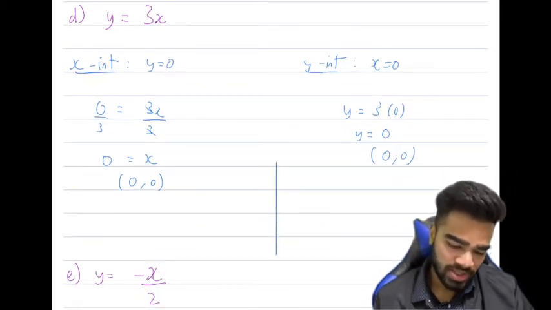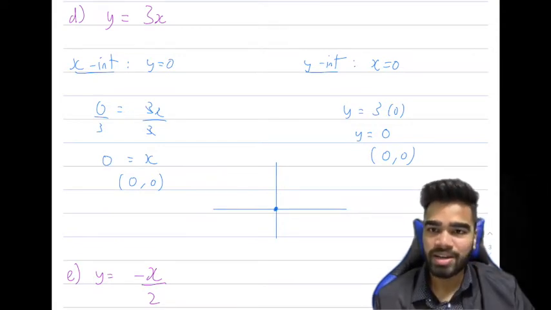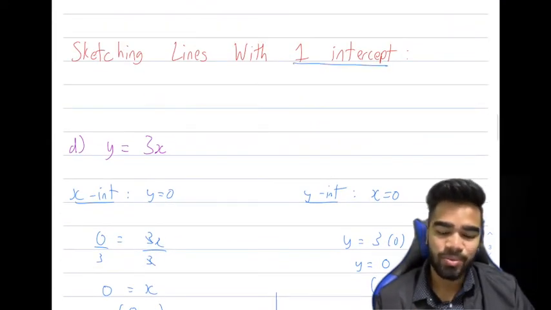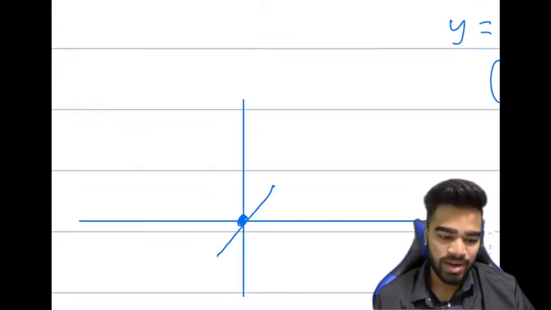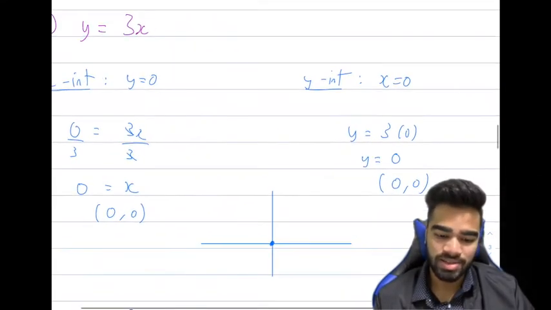So if you try to sketch this one out, what happens? We only have one coordinate, 0, 0, which is in the middle. We can't connect the dots because we only got one dot. So these are called lines with only one intercept, because they go through the origin, through the middle. So we have to actually get another coordinate ourselves, okay?